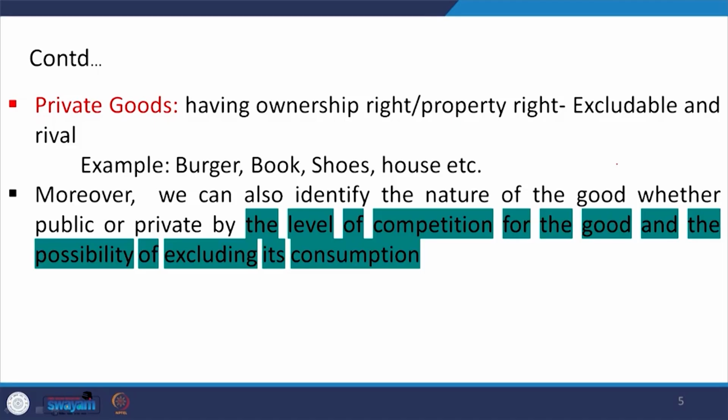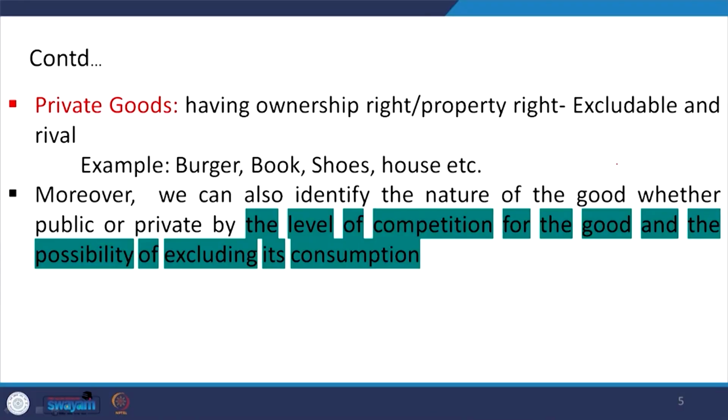If you see any of these burger parlors, let us say McDonald's, you will find that you are in a queue, right, and when you are trying to purchase, you get the token, and the second person is in the queue just behind you, and he is also trying to place his order for the burger. That means here there is a high competition for the good, right? And that is why by identifying the level of competition for the good, you can also identify whether the good is a public good or a private good.